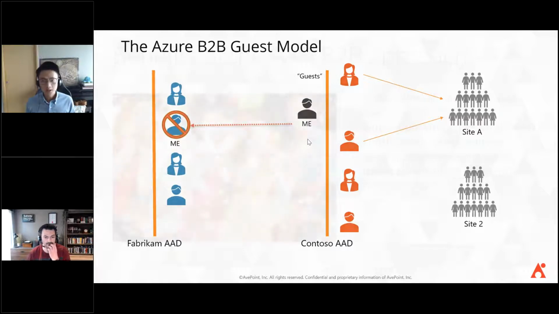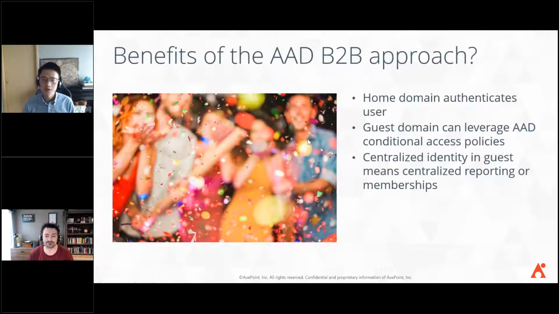And the new model, apart from authentication being done in the home domain with no separate credentials to manage, has other benefits with Azure AD. All the conditional access you can still have as part of your entire system. And the centralized identity management means you have centralized control and reporting. So these are the benefits of Azure AD B2B that enable external collaboration on M365 today.